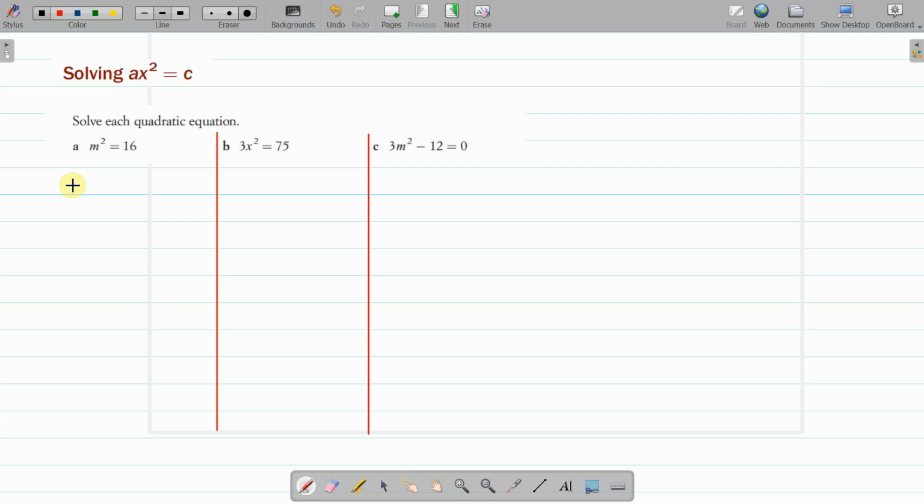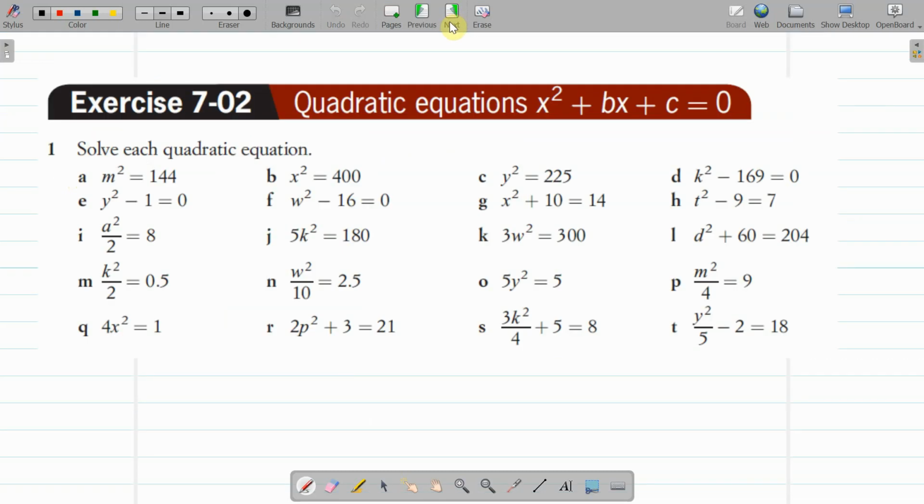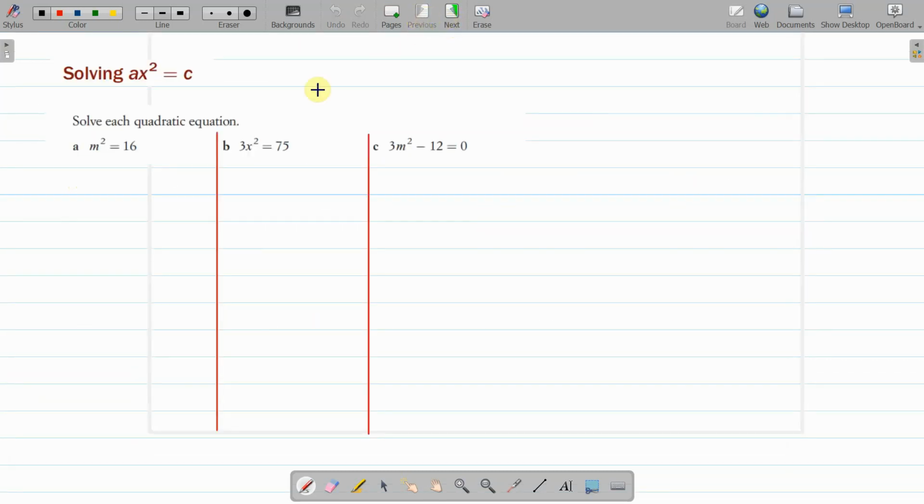Okay, year 10, we're going to have a look at exercise 7-02, and we're going to start with solving this form and how to do it so that you can answer these questions. For this one here, I'm going to explain in detail and then show you the working so you can apply it to these other two examples.